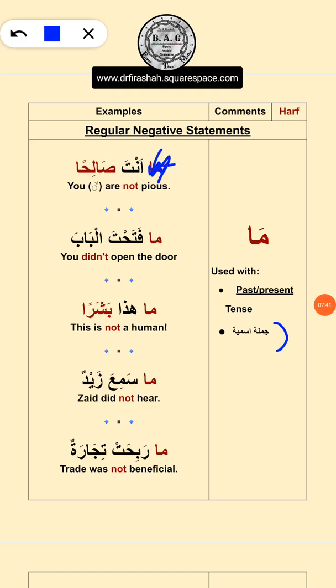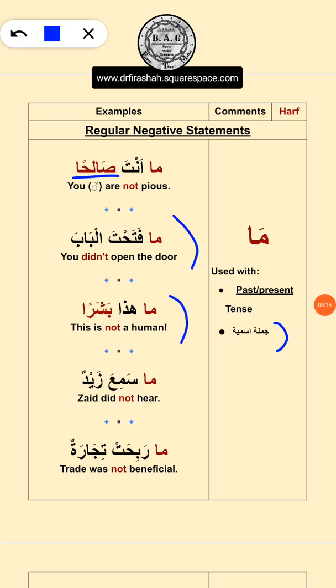Forget about this ma at the moment. So you've got anta salihun, which would be 'you are pious,' and if you add this ma, then it's going to cause this khabar to be nasb, and it becomes ma anta salihan, you are not pious. Now it's a very regular statement with no emphasis or anything. A very regular negative statement, ma anta salihan. Then you've got, we studied this earlier already, ma fatahta al baba, you didn't open the door.